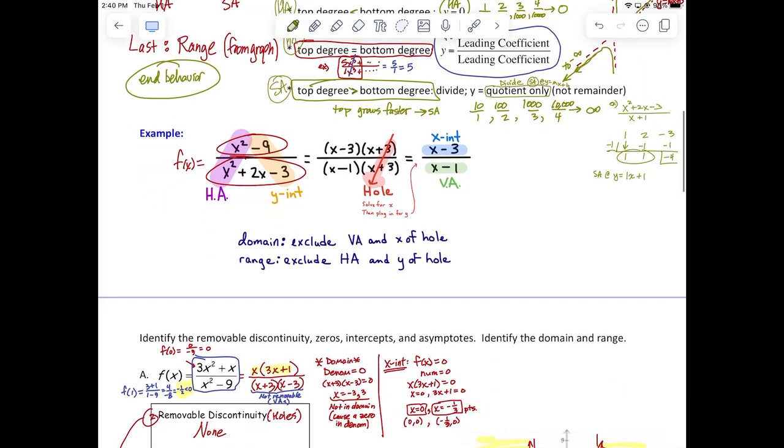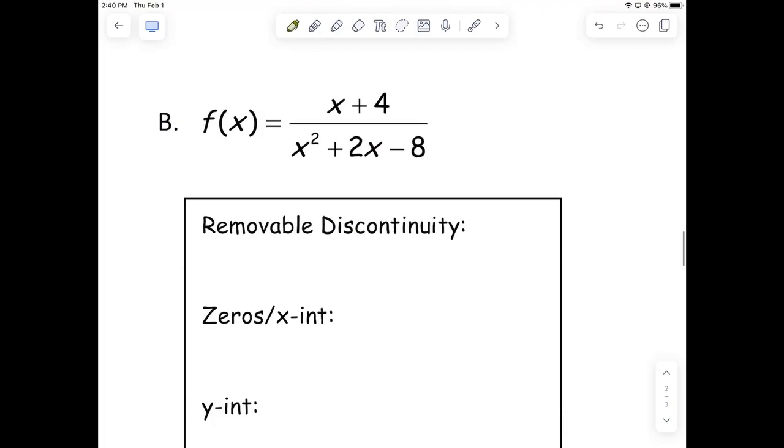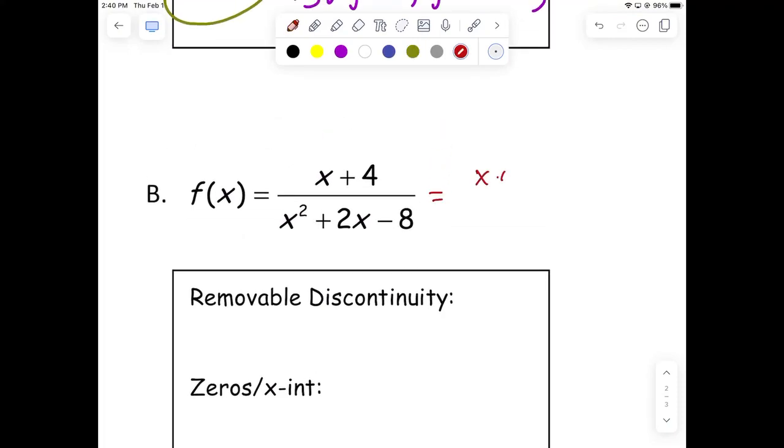All right, let's go ahead and do this last one here. I told you the first thing to do is to factor it. I like to answer these in a particular order. So for factoring, we look for a common factor first. There is no common factor in the top. The bottom is a double bubble. It looks like it's going to be x plus 4, x minus 2.